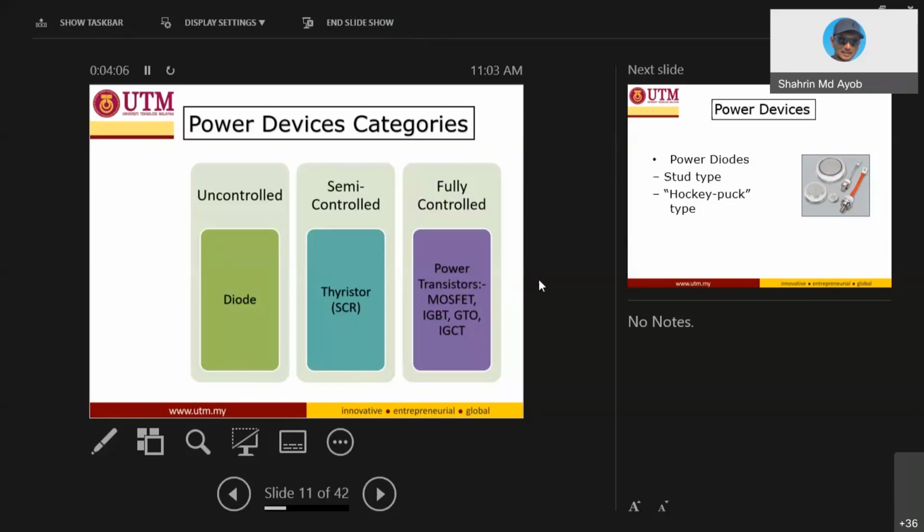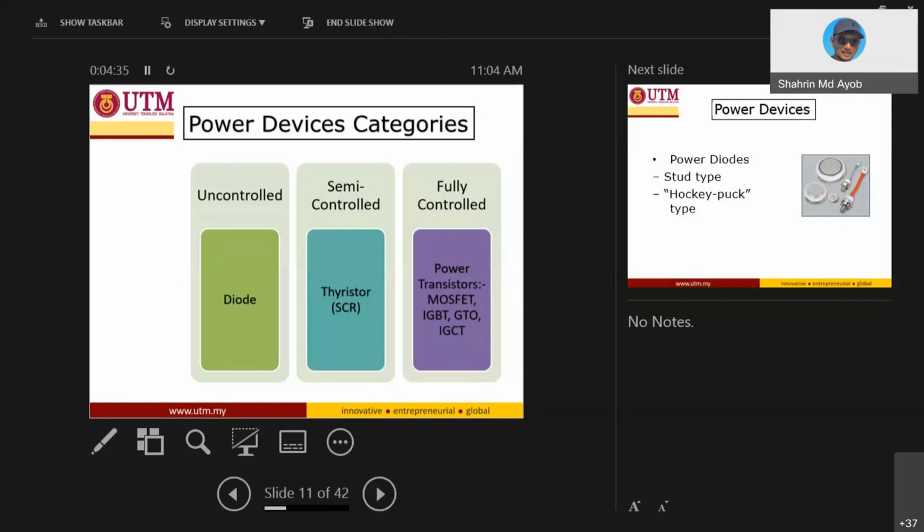So we continue with our lecture for today. Still in chapter 1. This is the introduction about the power electronic devices. We can categorize our power electronic devices in 3 categories, which are the diode, thyristor, and the transistors.